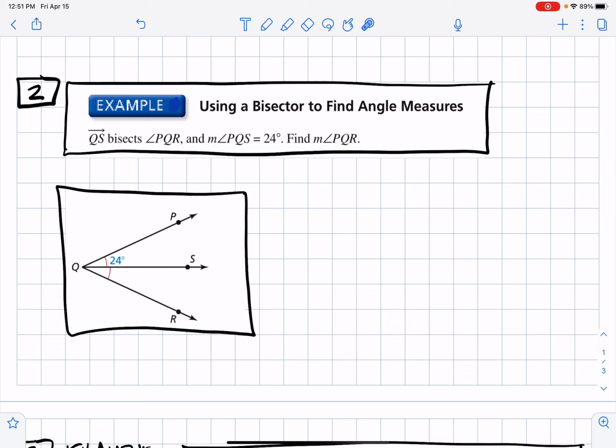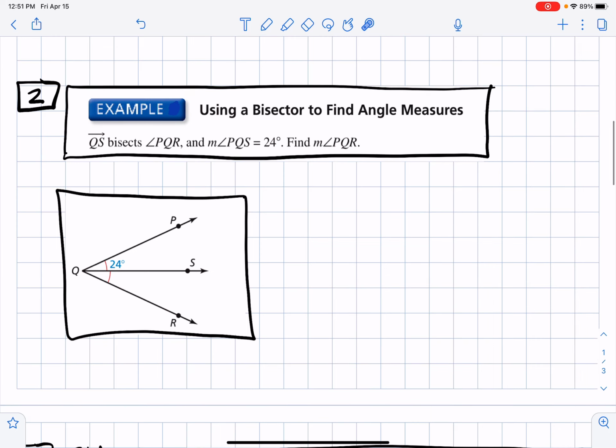Box 2 is an example. It says using a bisector to find the measure. Okay, so it says ray QS bisects angle PQR. So here's ray QS, and it's telling me that it bisects angle PQR. So here's PQR. So that means that this angle is the same as that angle. That's what bisects means, okay? It says the measure of angle PQS is 24, as noted right there. Find the measure of angle PQR.